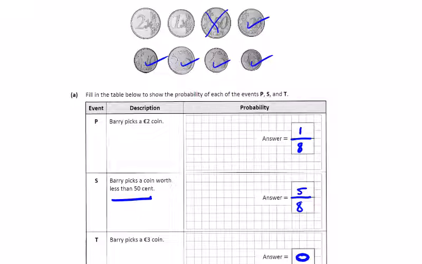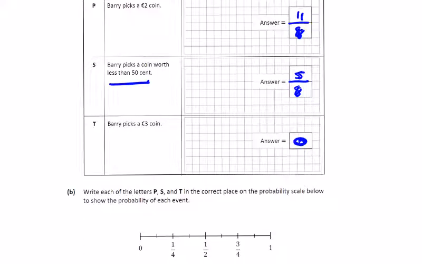The reason they're calling them P, S, and T is so we can put them on the probability scale below. So it's broken into quarters, halves here. So 1 over 8, 2 over 8. This would be 2 over 8, 1 over 8, and so on. So they're all in 8. So Barry picks a €2 coin. Is here. P. 0 is impossible. That was T. And S was 5 over 8. Well, the halfway will be 4 over 8. So this one has to be 5 over 8 for S.